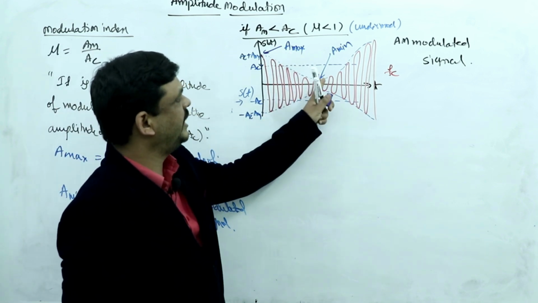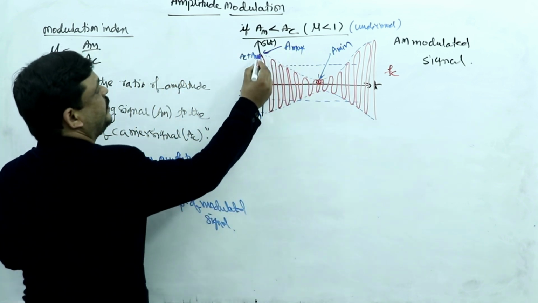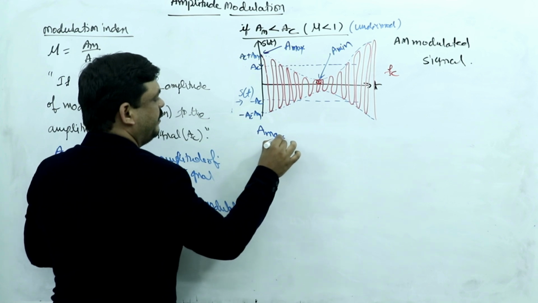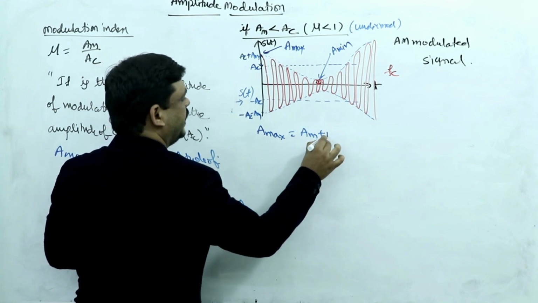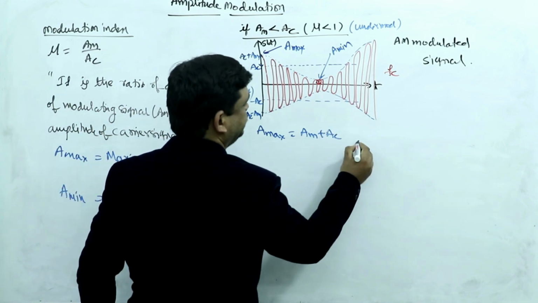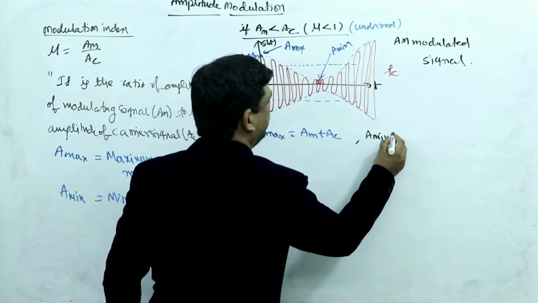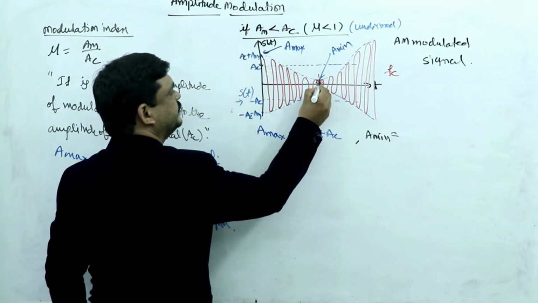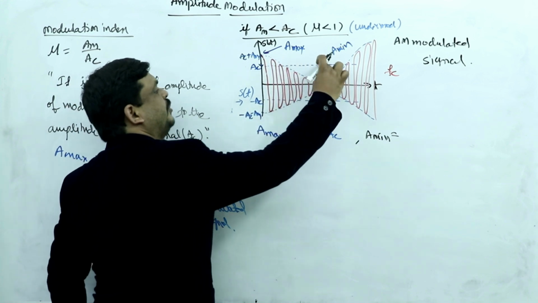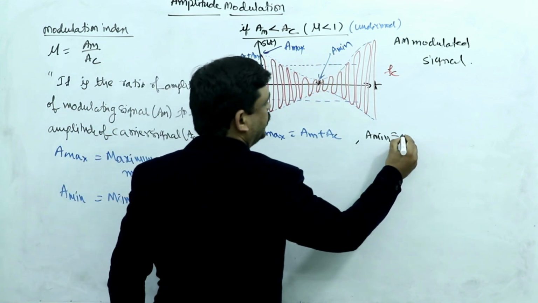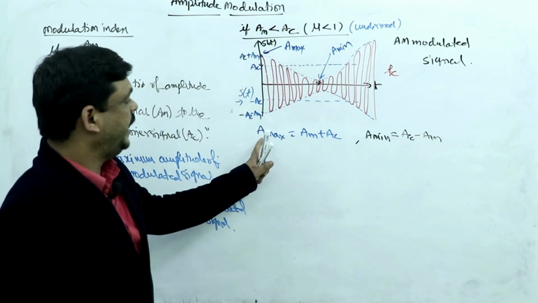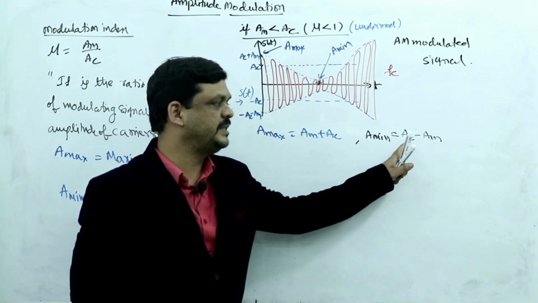Now I want to write this A max and A minimum in terms of AM and AC. A max is this term here, AC plus AM. So I'm writing the equation: A max is equal to AM plus AC. Similarly A minimum means this amplitude here. The complete amplitude is AC and this amplitude is AM, and the subtraction of these two gives AC minus AM. So A max is AM plus AC, and A minimum is AC minus AM.